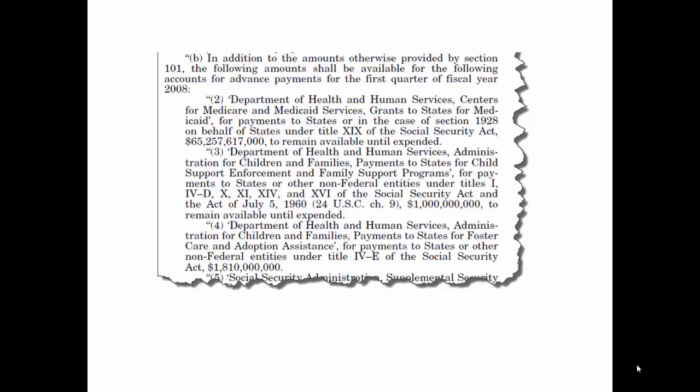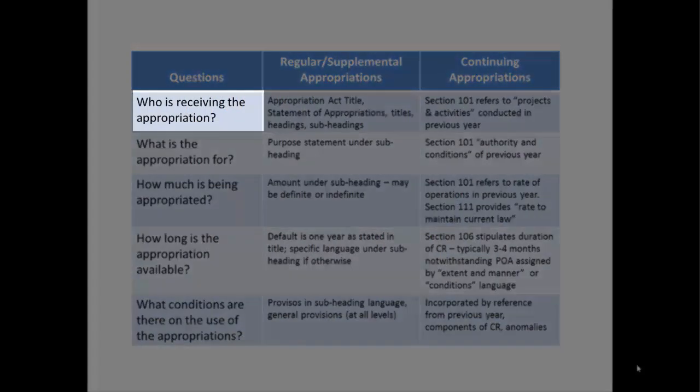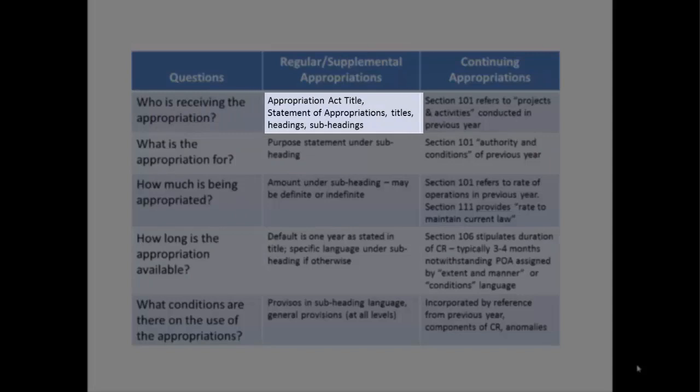Let's wrap up by summarizing and comparing how we answer our 5 basic questions concerning appropriations. First, who's receiving the appropriation? Recall that if the Appropriation Act is standalone, the Appropriation Act title and Statement of Appropriations will typically identify the Appropriations Subcommittee. The Roman numeral titles identify the federal agency or group of agencies. The heading identifies the bureau or object within the federal agency. And the subheading identifies the account name. And of course, Treasury assigns a symbol for the account name.